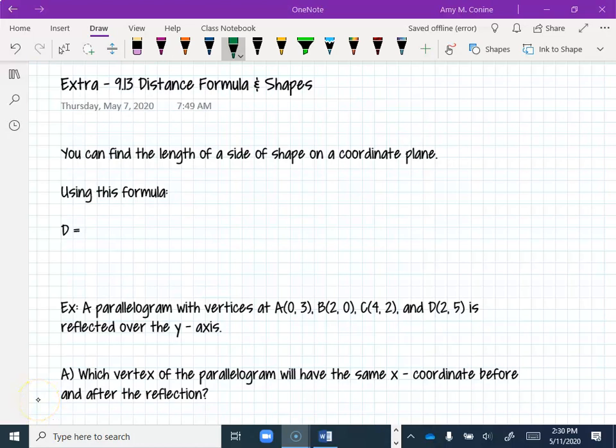Hi everyone. All right, so we're going to talk about distance formula and our shapes. Something we should have talked about this year is distance formula, so we're definitely going to talk about it now.